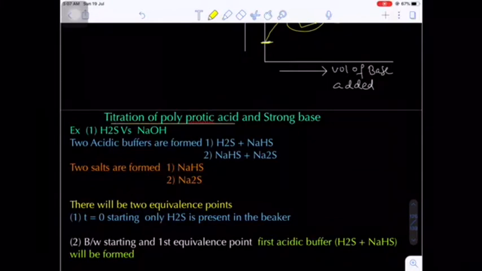Now after that there will be titration of a polyprotic acid, which gives more than one H plus ion, with a strong base. There are different types of polyprotic acids. Let's suppose we take the best example, hydrogen sulfide. It is a diprotic acid containing two ionizable H plus ions, and the strong base is NaOH. Remember, if a polyprotic acid titration is there, then the number of ionizable H plus ions, here in H2S there are 2, that's why here 2 buffer solutions will be formed.